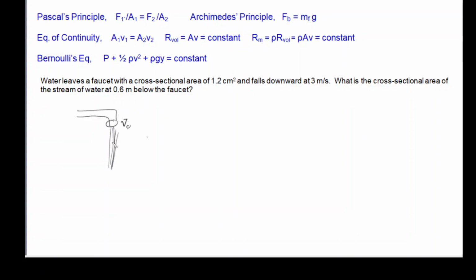the velocity 0, we'll call it V0, is equal to 3 meters per second, and the area of the faucet is equal to 1.2 centimeters squared, and it's falling down, and we want to know at 0.6 meters what is the cross-sectional area of the water here, and we'll call that A1. So we know that it's falling with acceleration due to gravity g.